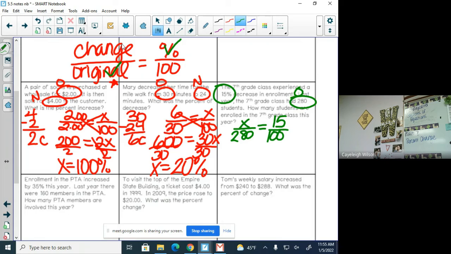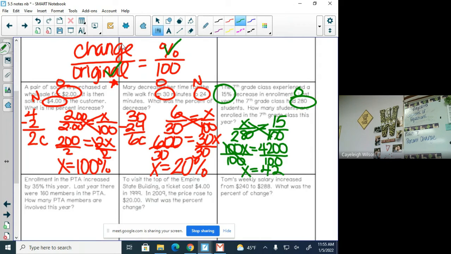Okay, so we're going to solve this. x times 100 is 100x. 15 times 280 is 4,200. Divide by 100. So x equals 42.